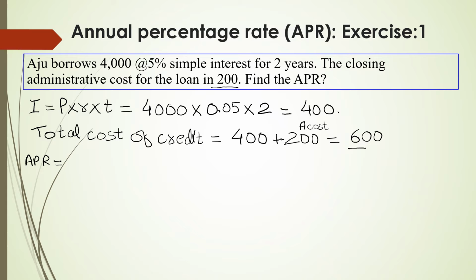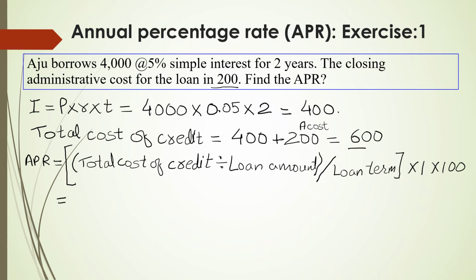Now we will just replace it with the values. So APR is equal to, what is my total cost of credit? Just now we have calculated 600, 400 is interest plus 200 is my administrative cost. So here we will write it down. Total cost of credit is 600 divided by loan amount. What is my loan amount? What is the total amount of loan I have taken?